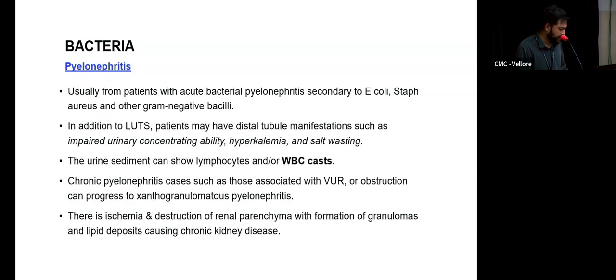Usually acute pyelonephritis can also coexist with AIN, but chronic pyelonephritis has been implicated as a cause of chronic interstitial nephritis, along with other conditions like reflux nephropathy, obstruction, and malakoplakia. So these are the other conditions that cause chronic interstitial nephritis.